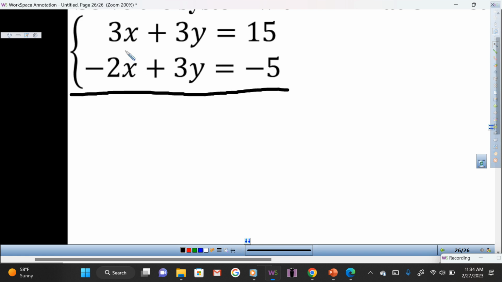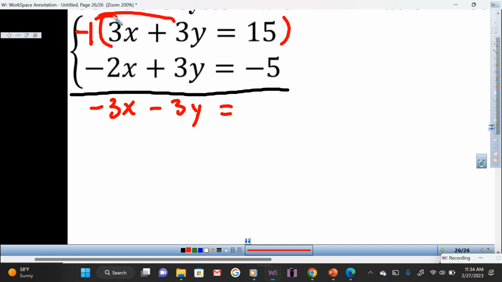Wait a minute. Can we eliminate the x? No. Can we eliminate the y? No. However, by looking at it, which one do you think we could eliminate if it was changed a little bit? The y? What does 1 need to be? Negative. So I'm going to multiply the top one times negative 1. And that transforms the entire equation. Negative 1 times 3x, I'm going to write it underneath. Negative 3x, negative 1 times 3y, negative 3y equals, and negative 1 times 15 is negative 15.